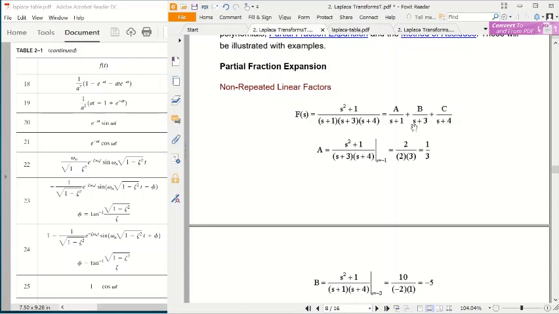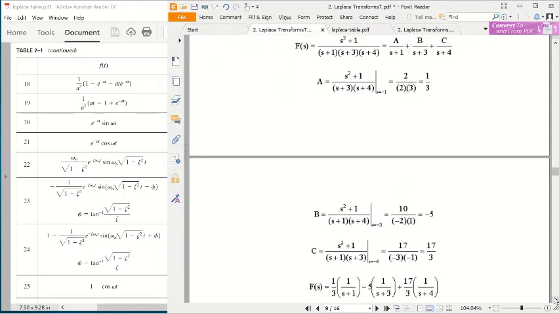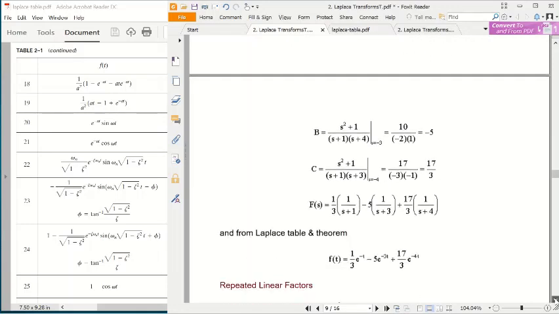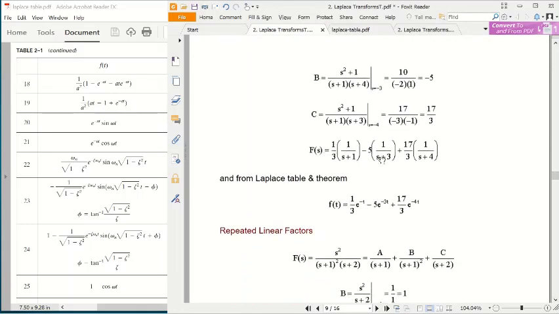Then you repeat for B. For B, you take out the s plus 3 from the function, so you're left with the rest. Now you substitute s equal to minus 3, and you get minus 5. Similarly for C, you take out s plus 4, get that function, and substitute s equal to minus 4, and you get 17 divided by 3. Then you can write the equation equal to this function.